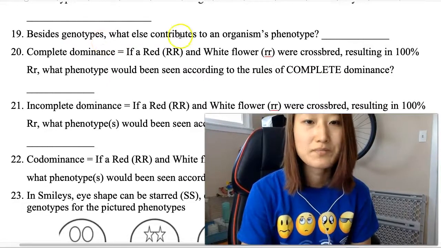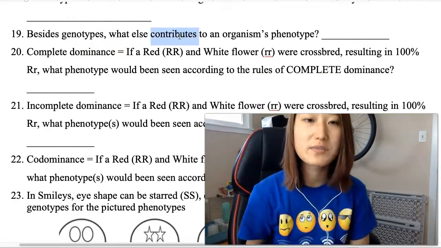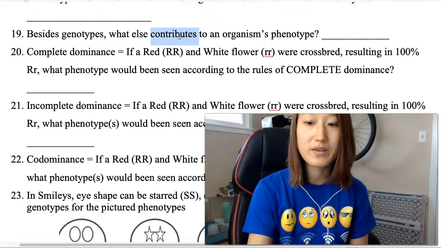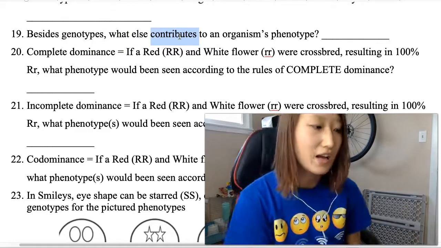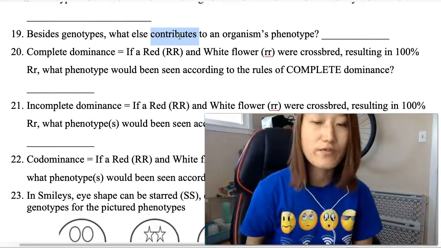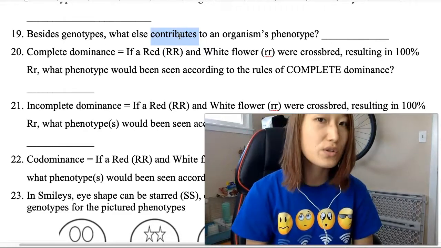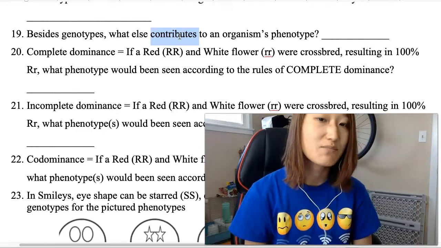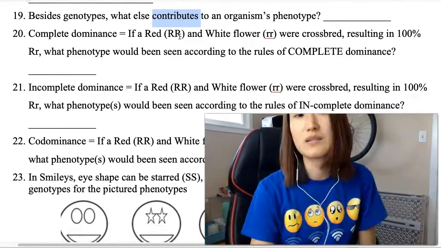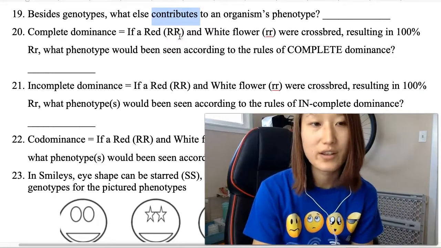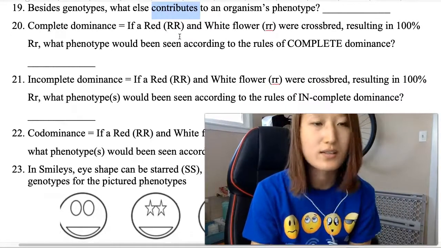Besides genotypes, what else contributes to an organism's phenotype? That will be the environment, right? Think about your height. It is not just controlled by the genes that you have. It is also very much related to what kind of food you eat. Do you exercise? Did you grow up healthily? Things like that. Okay, so that's 19.